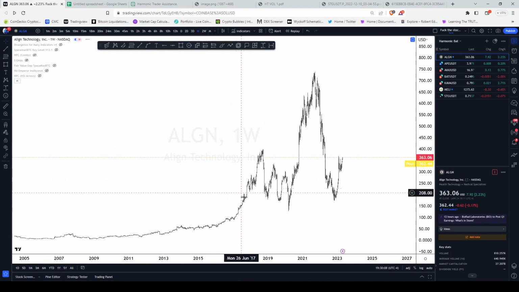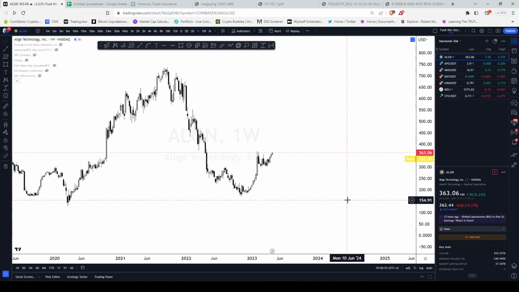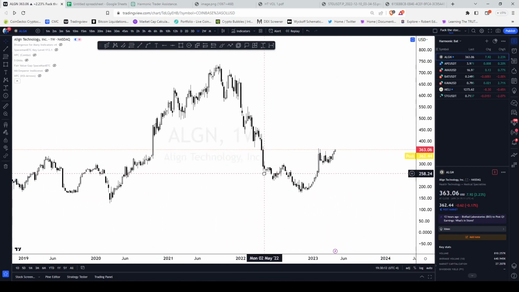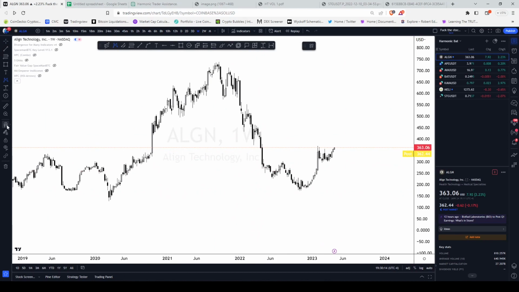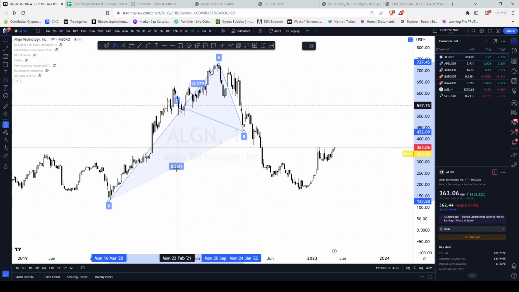So this one's going to be on Align Technology's Invisalign. It's on a weekly. This one looks a little bit more tricky because you don't have any clearly defined points here. But if you go from high to low for your X to A, and then you look for your B point, you've got an exact 0.5 here, right?